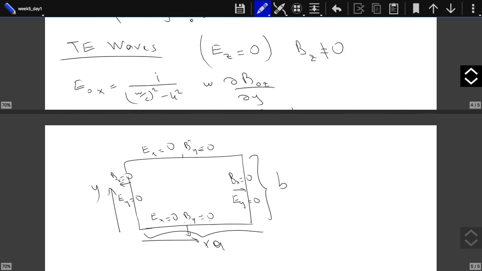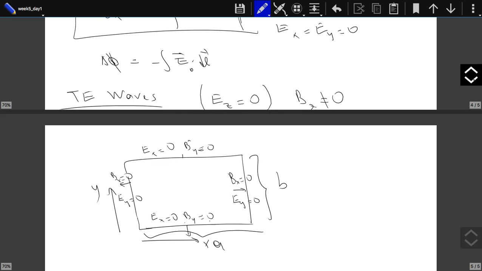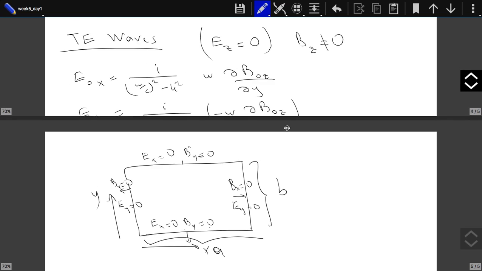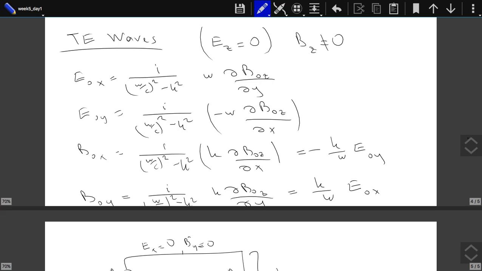Okay, so let me take it from the beginning. I'm looking at this condition. Ez is equal to 0 and Bz is non-zero. We first said that we cannot assume both of them to be 0. The solution is trivial, 0. So I'm taking Ez to be 0, then Bz should be non-zero. Then I can write E0x, E0y, B0x, and B0y in terms of Bz only.